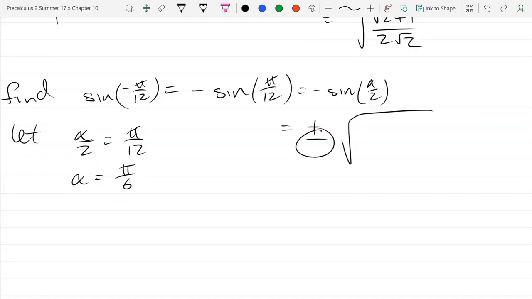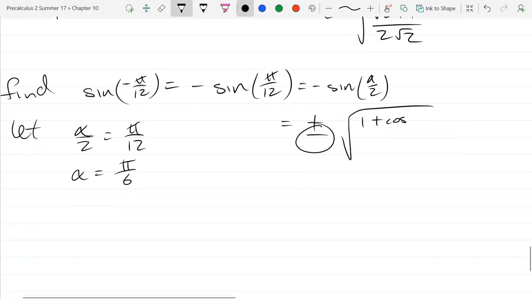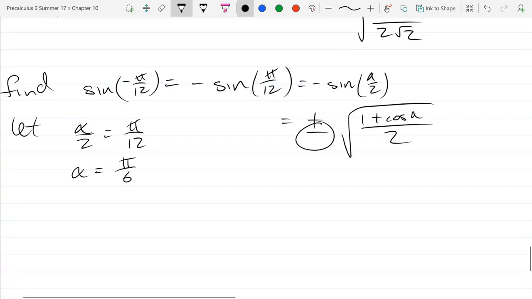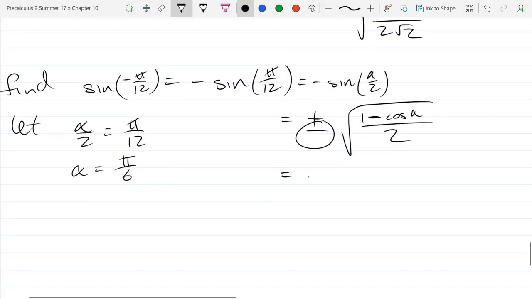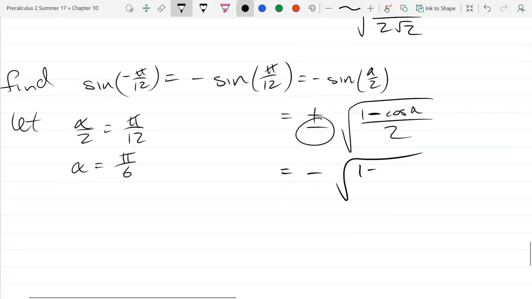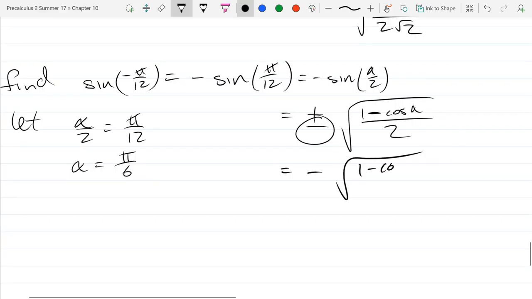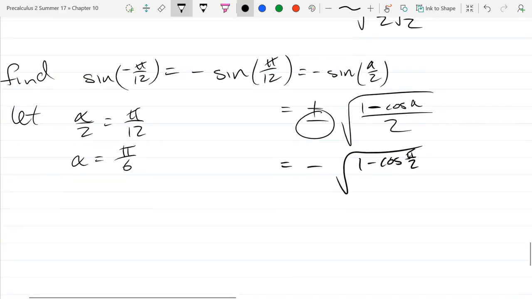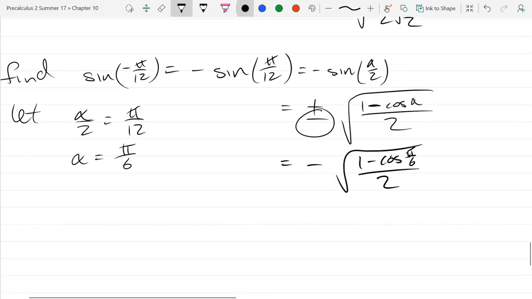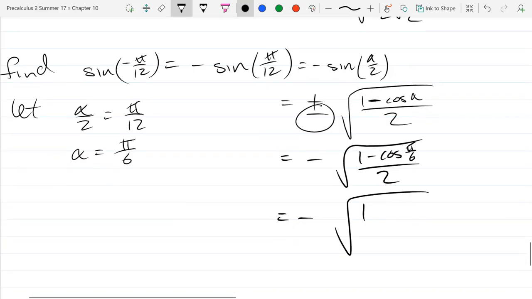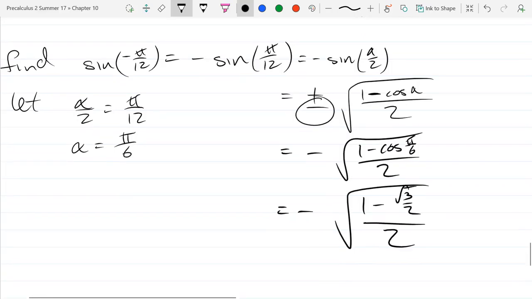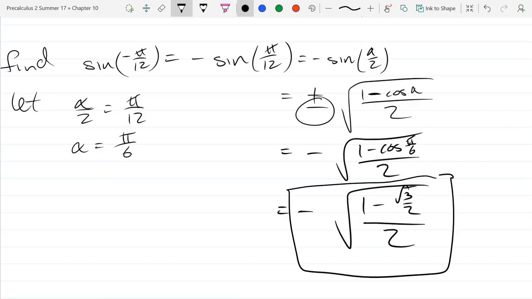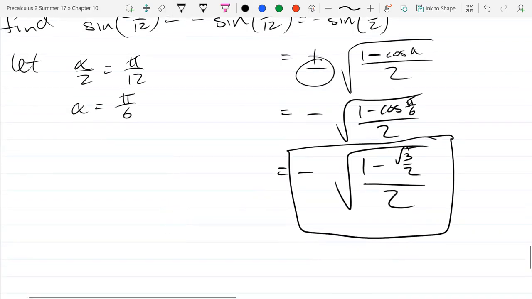So we got 1 plus cos alpha over 2. And by plus, I mean minus. Oh boy. Cos 5 over 6. So that's square root 3 over 2. And I strongly recommend you don't try to simplify this anymore. These are trickier than they look, so we're going to leave it like this.